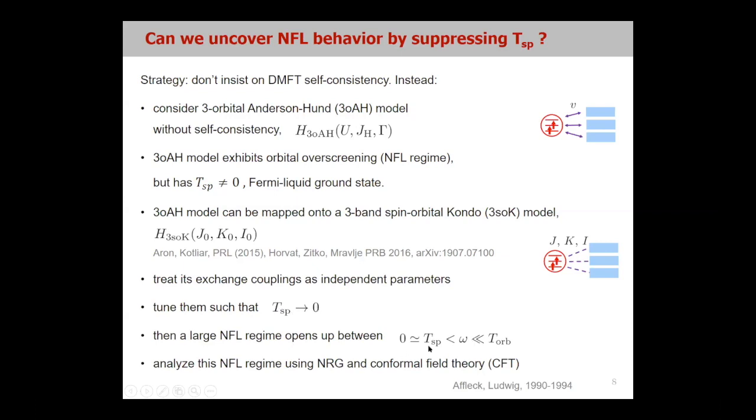And then you get a large regime between the orbital Kondo scale and 0, in which non-Fermi liquid behavior, if present, can be elucidated in a lot of detail. And then we will do this using both NRG and conformal field theory in the spirit of Affleck-Ludwig.